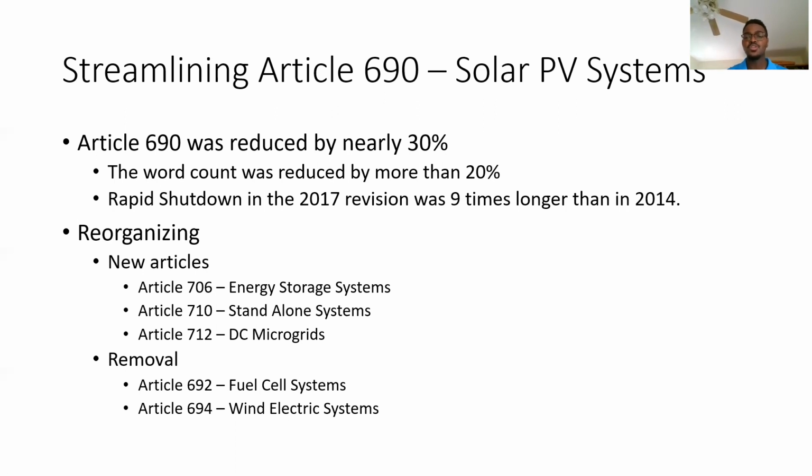So in order to reduce by 30%, but also add more items, they had to reorganize Article 690 as a whole. And what they did was they created new articles, such as Article 706, 710, and 712. So these articles before in 2014 were all a part of Article 690, and now they divided them up and made them their own separate entity so that Article 690 can be specific to solar PV systems. They also removed Article 692 and 694 to reduce the size of Article 690.